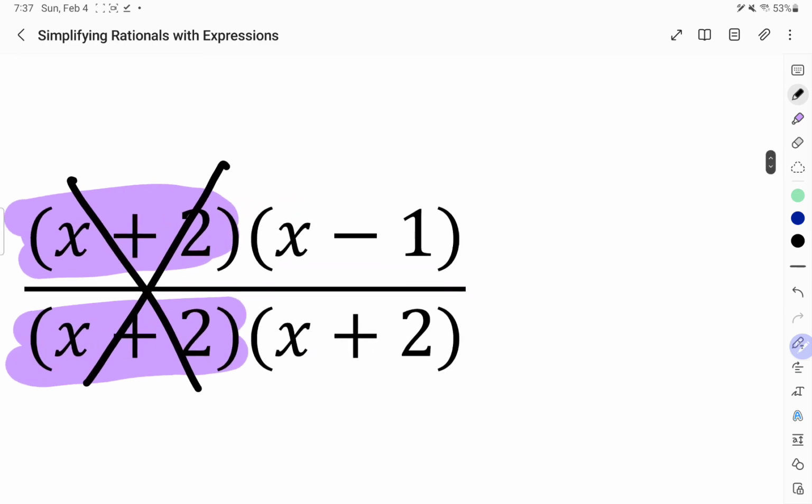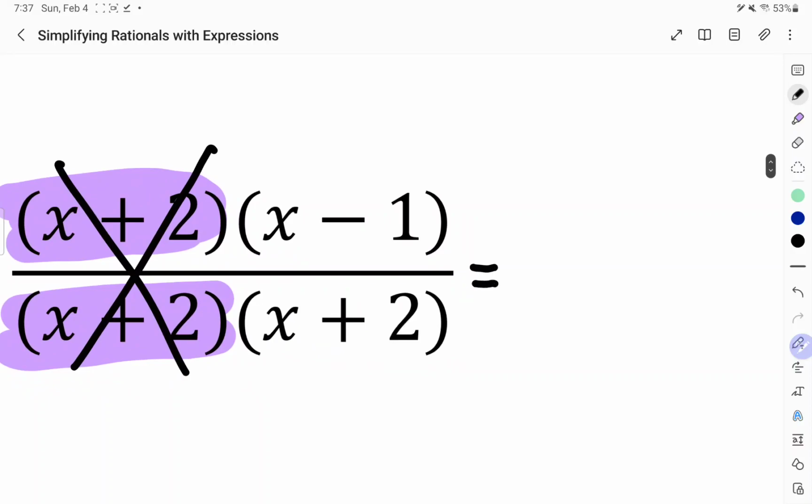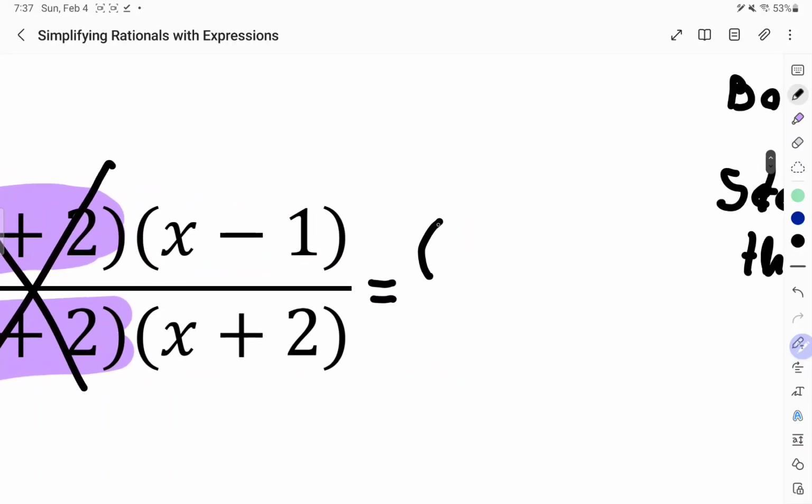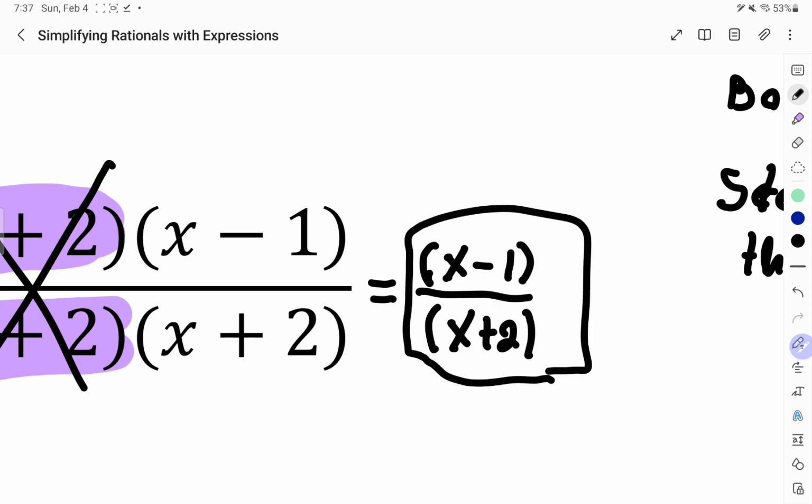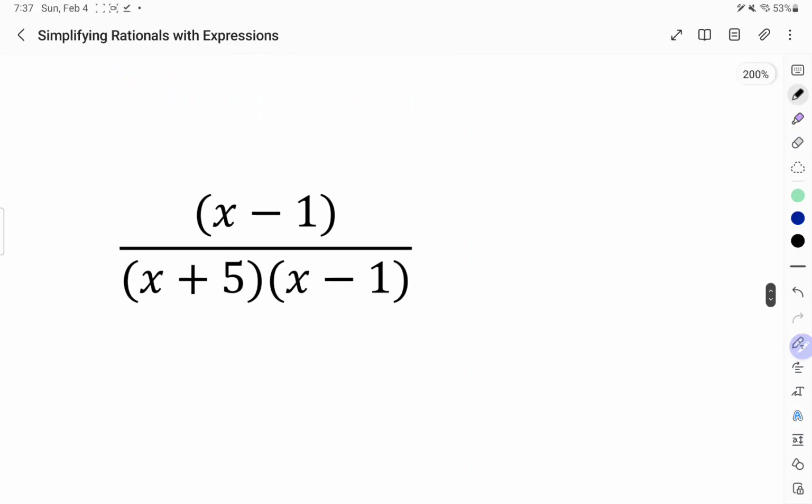Now, anything that's left over is going to be whatever my answer is going to be. So for this one, my answer is just x plus 1. Or actually, let me erase that. That's not true. Don't listen to me. Alright, so it's going to be x minus 1 on the top, and it's going to be x plus 2 on the bottom. And that is it. That is my answer for this problem. Literally, that is what we call simplifying rationals. Now let's go ahead and do another one.